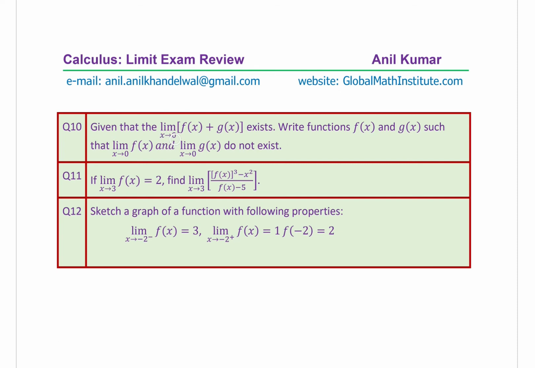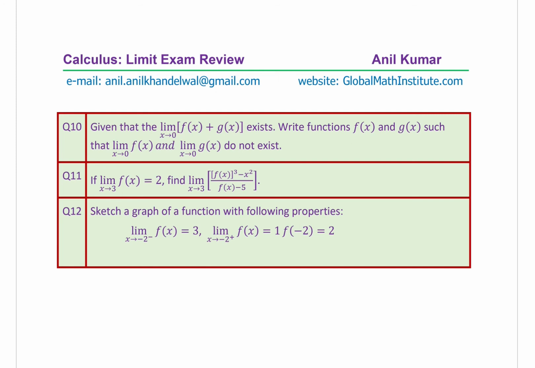given that the limit of f of x plus g of x when x approaches 0 exists, write function f of x and g of x such that the limit of f of x when x approaches 0 and the limit of g of x when x approaches 0 do not exist. So these are communication based questions. I'd like you to justify your answer. That will give you full marks.